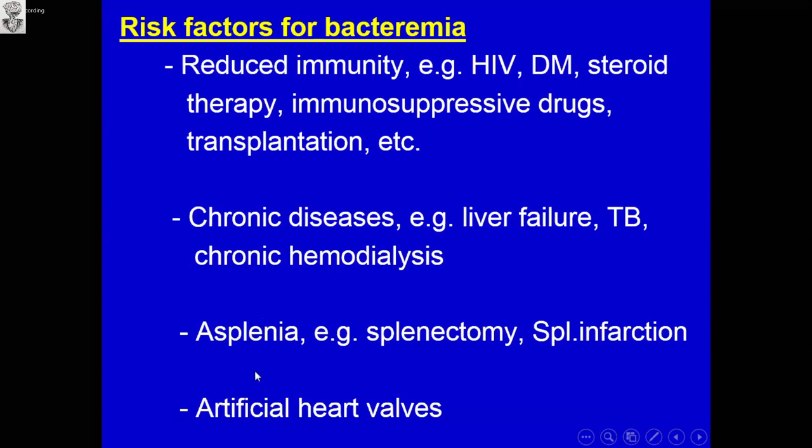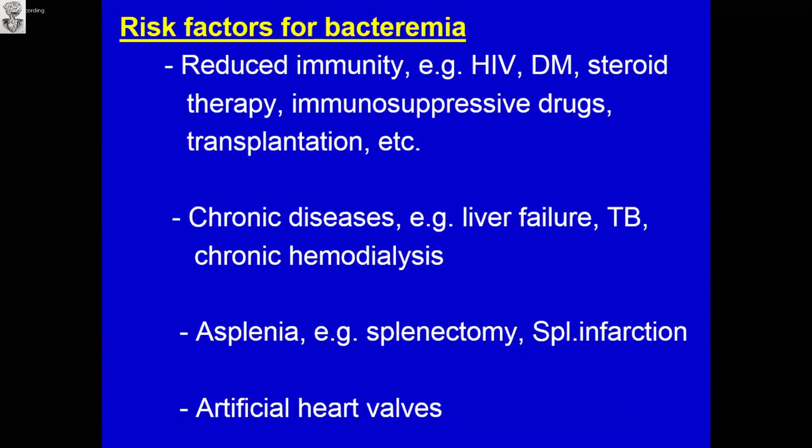Asplenia, without spleen. A means without. How does the patient get asplenia? Splenectomy, removal of the spleen. For example, a patient has a car accident with an injury to the spleen, so they remove the spleen. Or splenic infarction. Infarction means a blockage of the blood supply, as could happen in a sickle cell anemia crisis. We call it sickle cell crisis. In sickle cell anemia, the blood supply to the spleen gets blocked, and it becomes infarcted and the spleen will be greatly damaged.